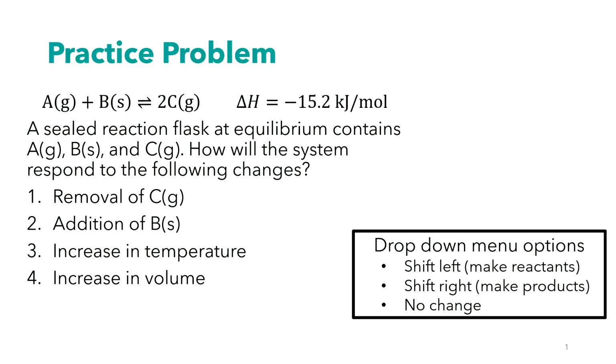Imagine this as a Carmen test question where after each one of those changes, there's a drop-down menu. And you could pick shift left, shift right, or no change for each one of those 4 disturbances. How is the system going to respond to those changes? So pull your notes up from the end of Tuesday. Turn to someone next to you, see if you guys are pointing in the same direction.